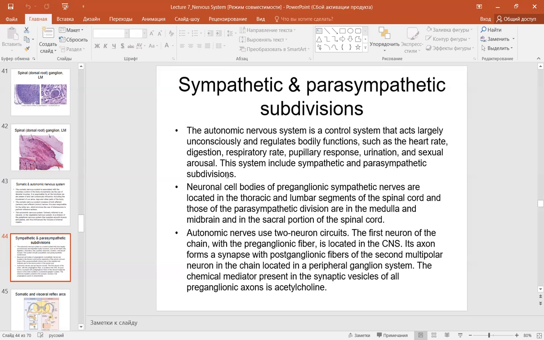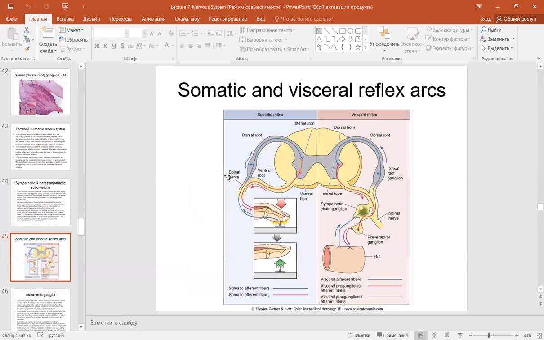Autonomic nerves use two neuron circuits. The first neuron of the chain with the preganglionic fiber is located in the central nervous system. Each axon forms a synapse with the postganglionic fibers and the second multipolar neuron in the chain located in the peripheral ganglion system. The chemical mediator present in the synaptic vesicles of all preganglionic axons is acetylcholine.